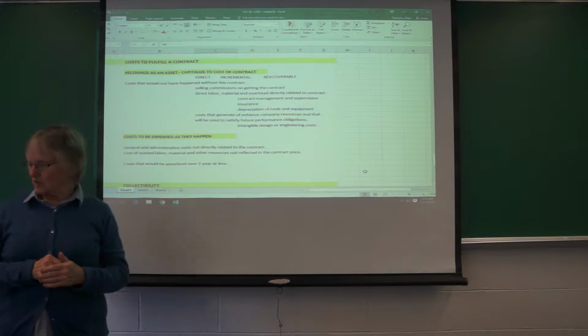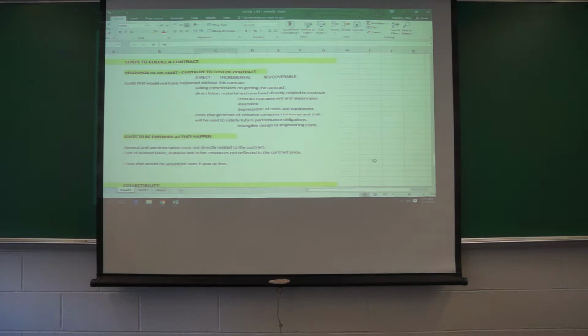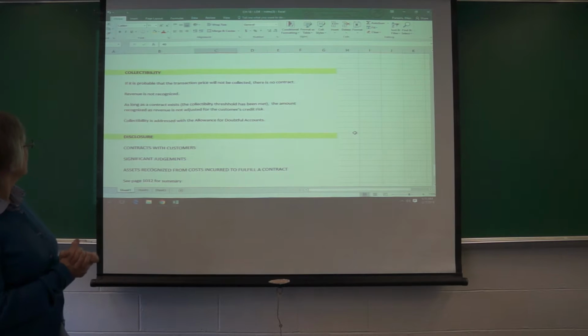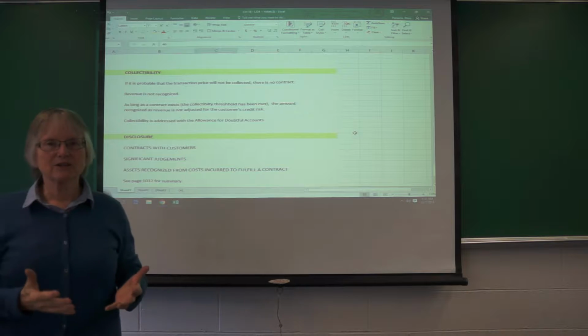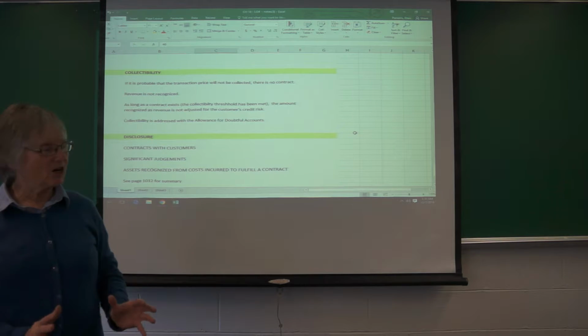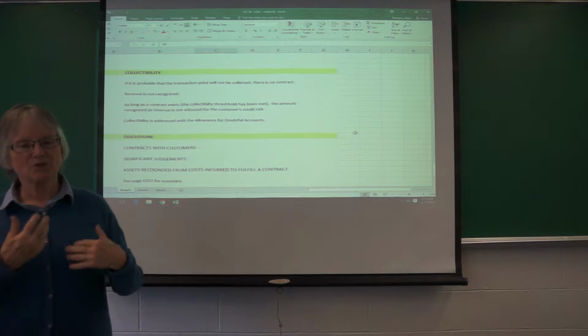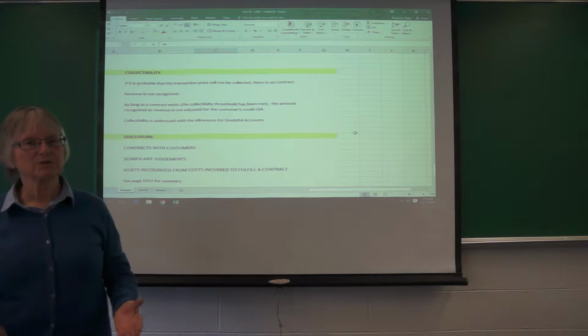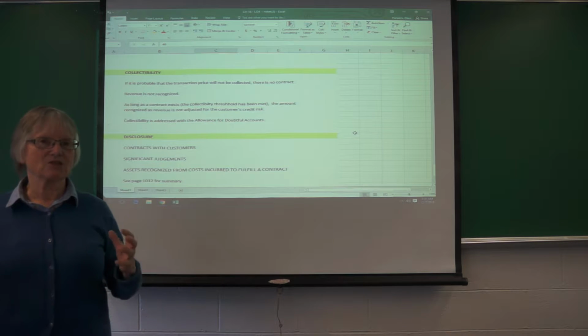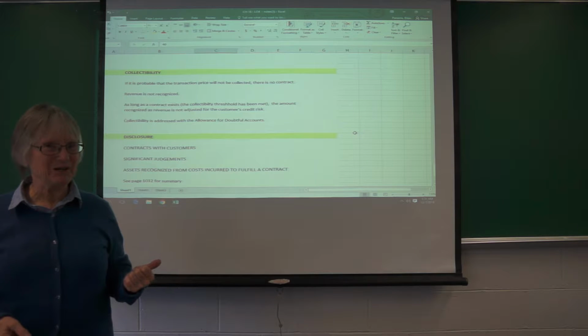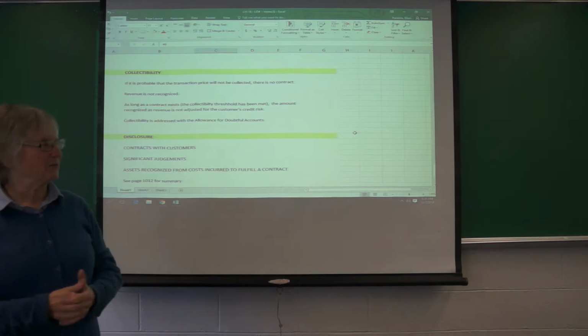Okay, so the next thing we get to, and they come around to this again, is just a basic point: in order to have a contract, it has to be collectible. So if it's probable that you're not going to collect the transaction price, you do not have a contract. So you don't recognize revenue, which makes sense. This whole revenue recognition principle is based on the change in assets and liabilities. And if there's going to be no change in your assets, if you're not going to collect that money, well, you can't book the revenue.